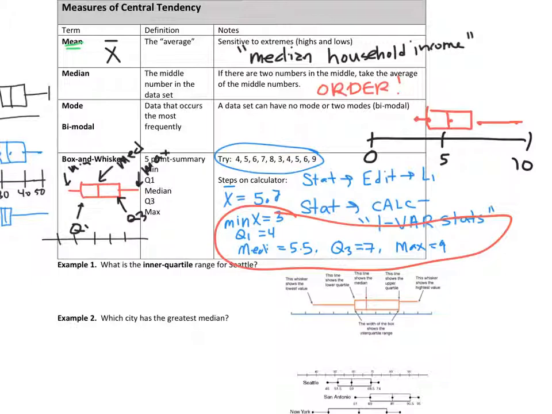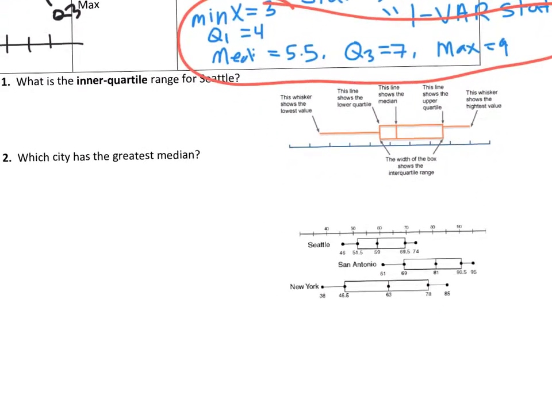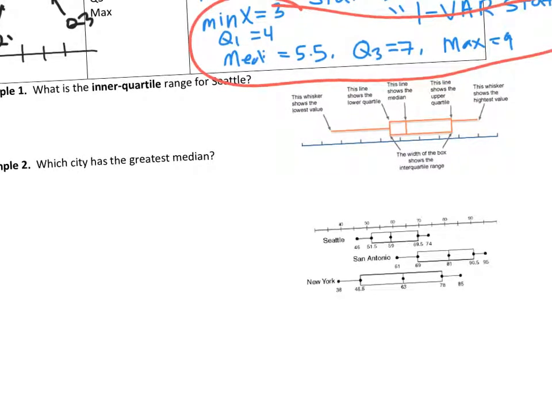Okay, example 1, looking at this box and whisker plot right here, what is the interquartile range? That might be a new vocab word that you don't remember from geometry, but the interquartile range is going to be Q3 minus Q1. Range is high minus low, and the interquartiles are right here. So for Seattle, it's right here and here. So I'm going to subtract 69.5 minus 51.5, which is 18. So the interquartile range is 18.